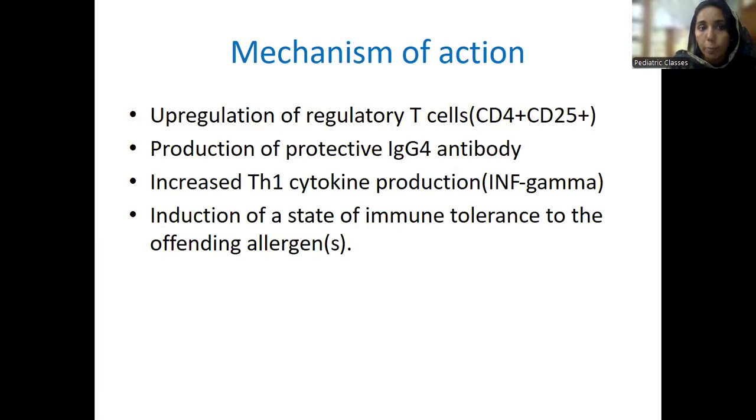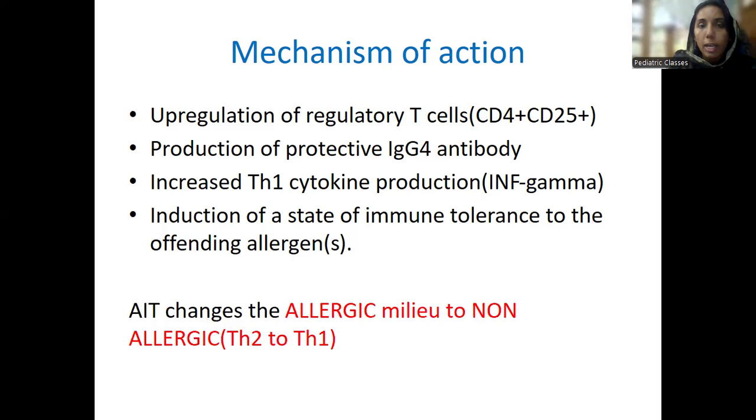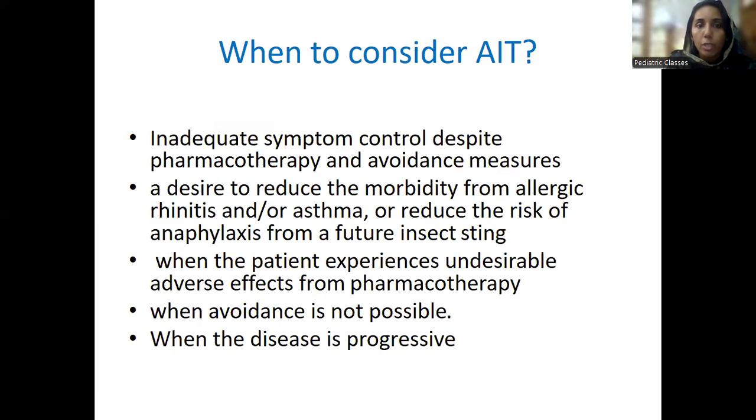So in short, there is an upregulation of CD4 plus CD25 plus cells. There is production of protective IgG4 antibody. There is increased Th1 cytokine production, that is interferon gamma, and there is an induction of a state of immune tolerance to the offending antigens. Thus, AIT changes from an allergic milieu to a non-allergic milieu, that is from a Th2 to a Th1 response. So when can I consider immunotherapy?